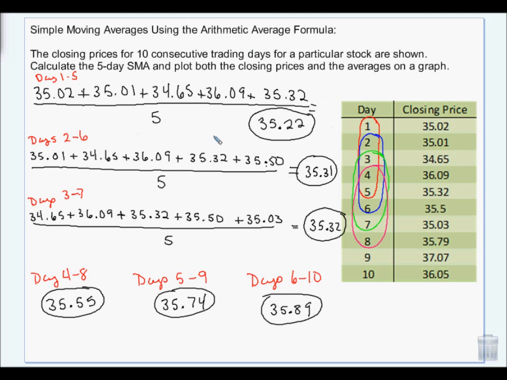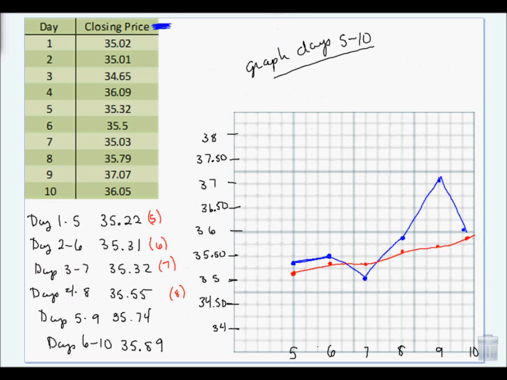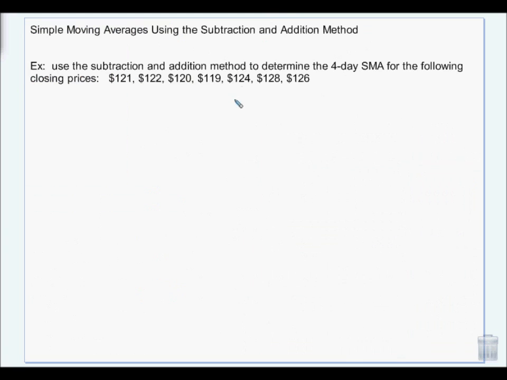So we did all this work, and we had to do all that work again and again. Well, there's a shortcut for this. It's called using the addition and subtraction method. And in the book they had given you a bunch of letters to tell you how to do it. So I'm not going to do that. I'm just going to show you what to do.